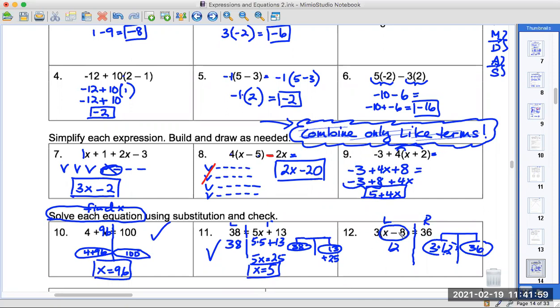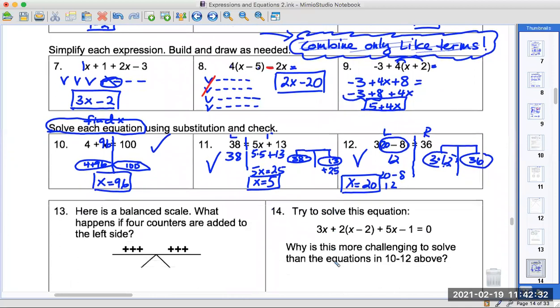Now think, what number minus 8 is 12? What number take away 8 is 12? It has to be 20. 20 minus 8 is equal to 12. So x is 20. If you check it out, x is 20, take away 8 is 12. 12 times 3 is 36. Now it balances. You want to check, especially in the beginning when we're practicing.